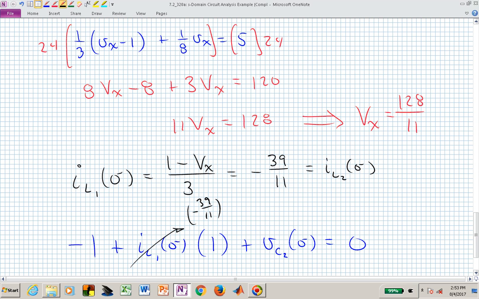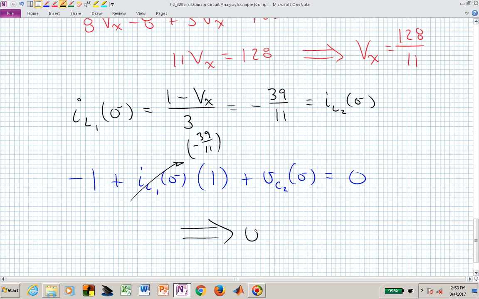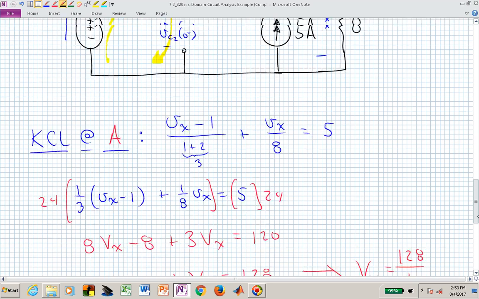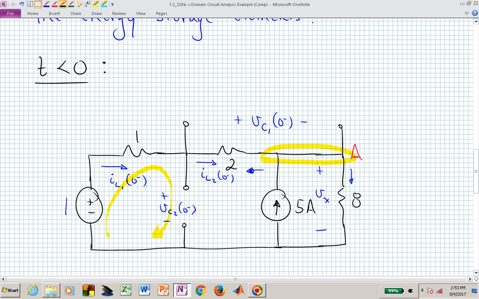And that allows us to solve for the only unknown in that one equation. V sub C sub 2 of 0 minus is now 50 over 11. We have 3 of our 4 unknowns. Now we need to find V sub C sub 1 of 0 minus. We could find that by simply writing a KCL in different ways, but let's just say that we write it. I wanted to use a highlight, so let me go ahead and erase that particular line.